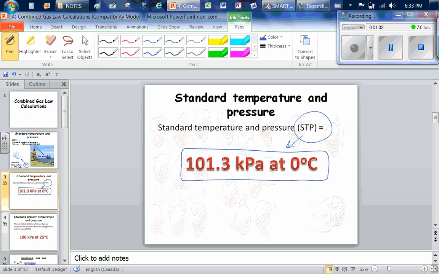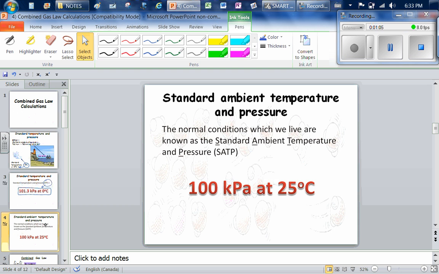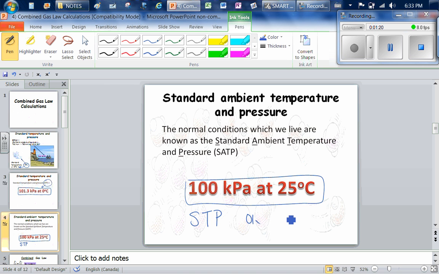Now there's also standard ambient temperature and pressure, or SATP, which is 100 kilopascals at 25 degrees. So this is something that you have to be aware of when you're working on these questions. Is it STP or is it SATP? So ambient temperature and pressure is your 100 kilopascals at 25 degrees, and your STP is your 101.3 kilopascals at 0 degrees. Okay.